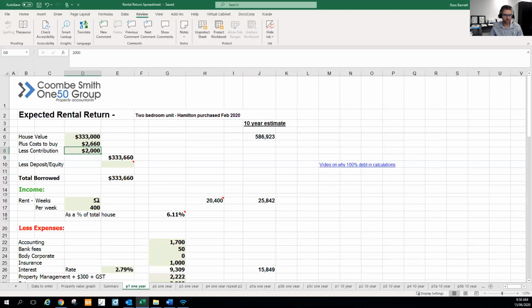Next thing I look at is a realistic number of weeks. Make sure you're realistic with this. Don't just put 52. Have a real think about location and the standard of the property. Then your rent. I normally go with the median of a rental appraisal. That then works out the rent for you and works out the gross yield.